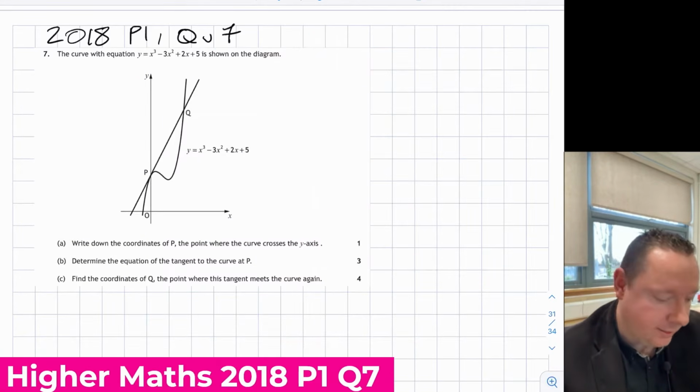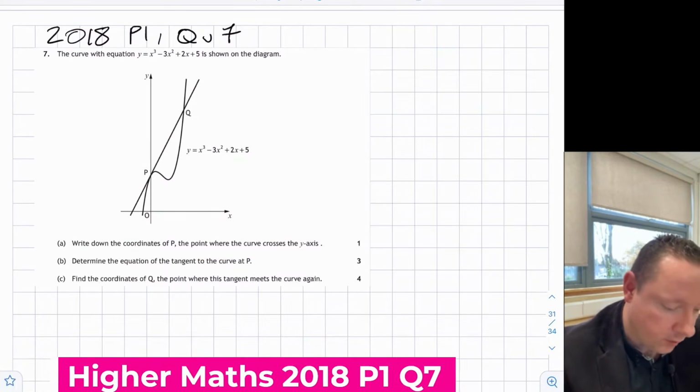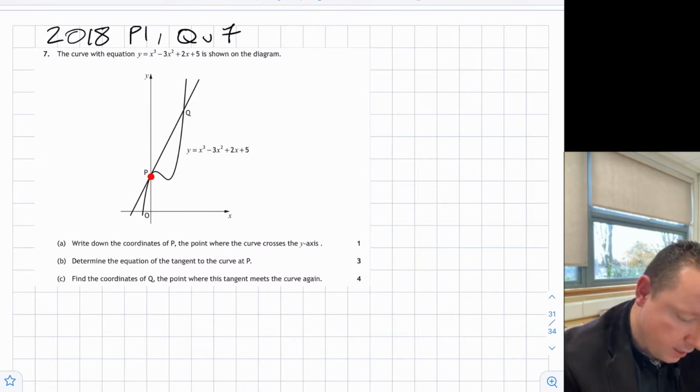Okay, 2018, paper 1, question 7, quite a long one this. Write down the coordinates of P. It gives us a curve with an equation, it gives us a line. It says write down the coordinates of P when it cuts the y-axis. So there it is there.